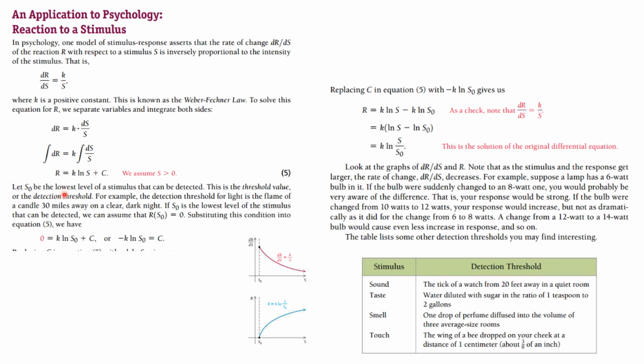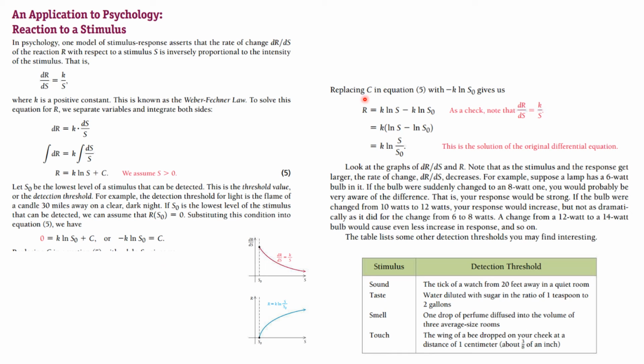Now, if we let S0 be the lowest level of a stimulus that can be detected, this is called the threshold value or detection value. And so we're going to say that R of S0 is equal to 0 because that's the lowest one you can detect. So if we substitute that in, we figure out what this constant is.